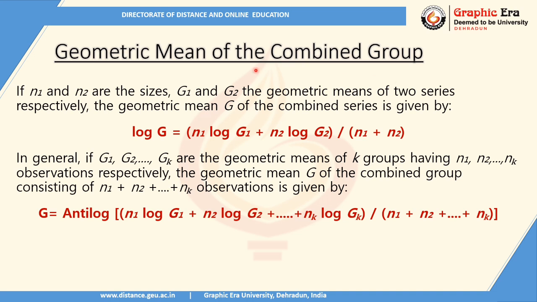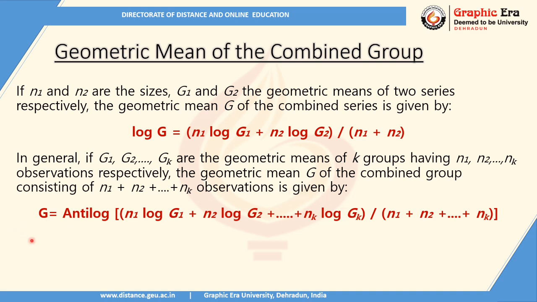So the geometric mean of the combined group: if n1 and n2 are the sizes and g1 and g2 are the geometric means of two series respectively, then the geometric mean G of the combined series is given by log G equals n1 log g1 plus n2 log g2 divided by n1 plus n2. In general, if g1, g2 up to gk are the geometric means of k groups having n1, n2 up to nk observations respectively, the geometric mean G of the combined group consisting of n1 plus n2 plus n3 up to nk observations can be written as follows.